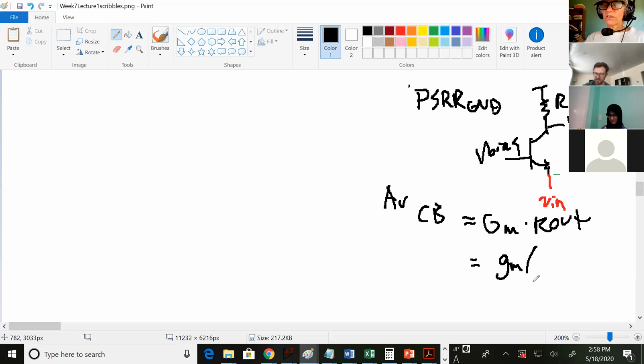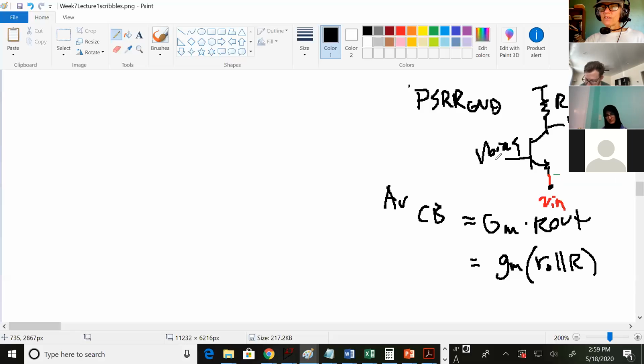And then what about R out? What's R out of this circuit? Again, using the quick method is fine. Is it just RO in parallel with big R? Yep. So we've got that. So now we've got how much noise on ground gets amplified and shows up on the output.